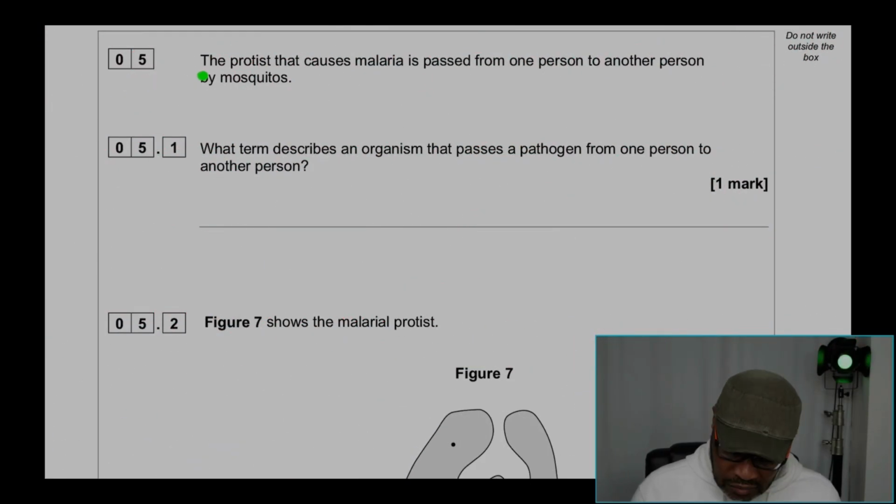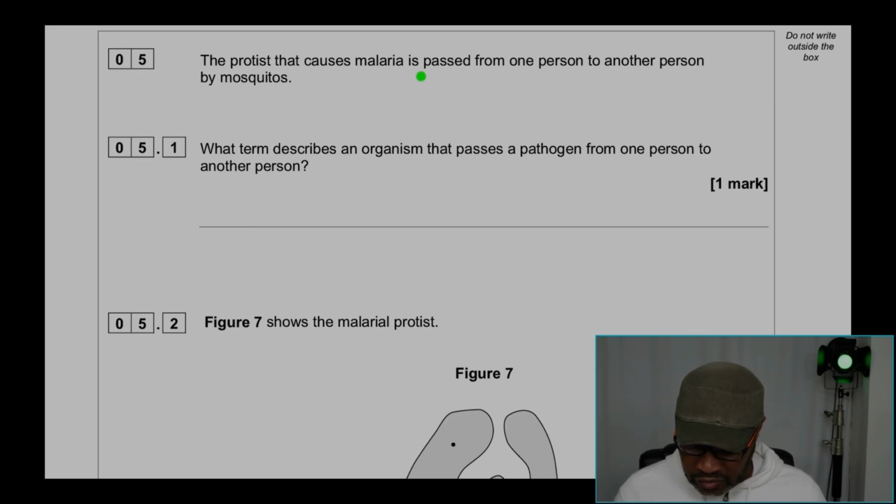Question 5. The protist that causes malaria passes from one person to another person by mosquitoes. 5.1. What term describes an organism that passes a pathogen from one person to another person? That term is a vector.